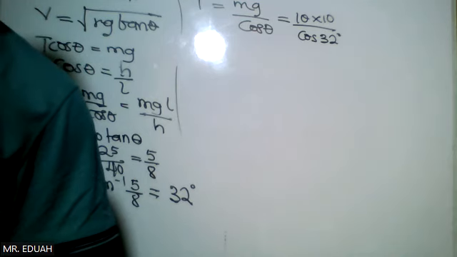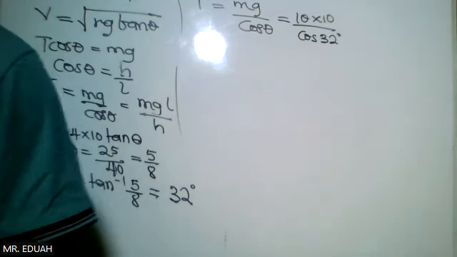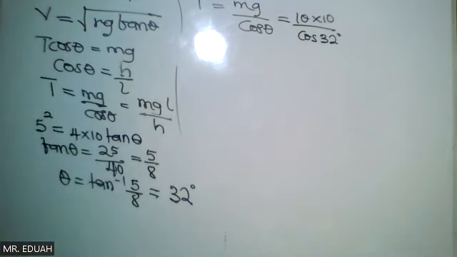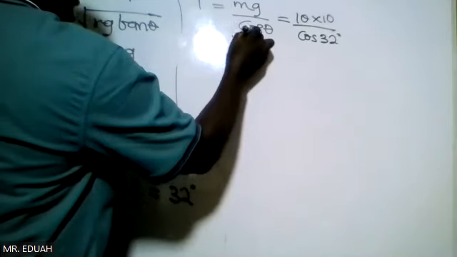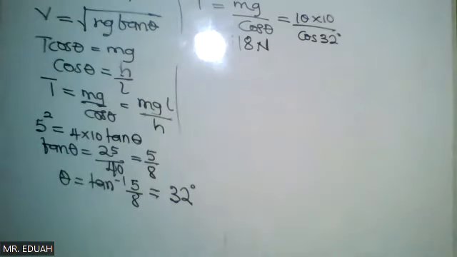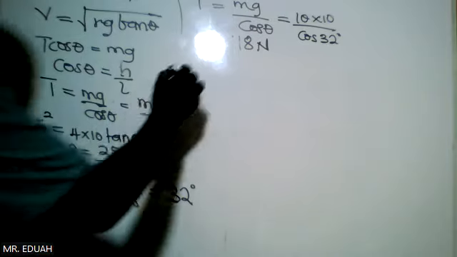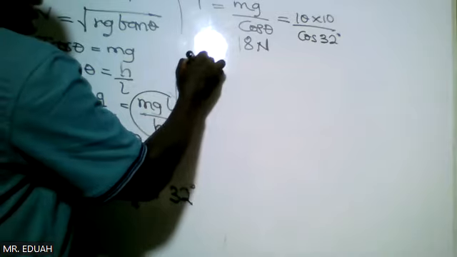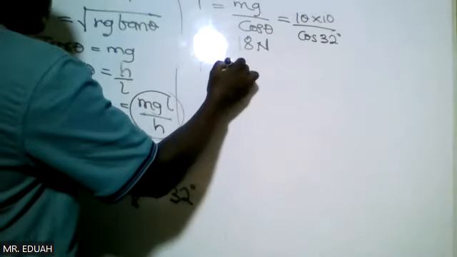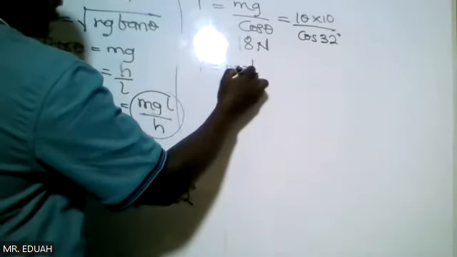Adjoa, what did you get for T? You are not done. So it is approximately 118 Newton. Another way out, you see, T is also equal to mgl on h.